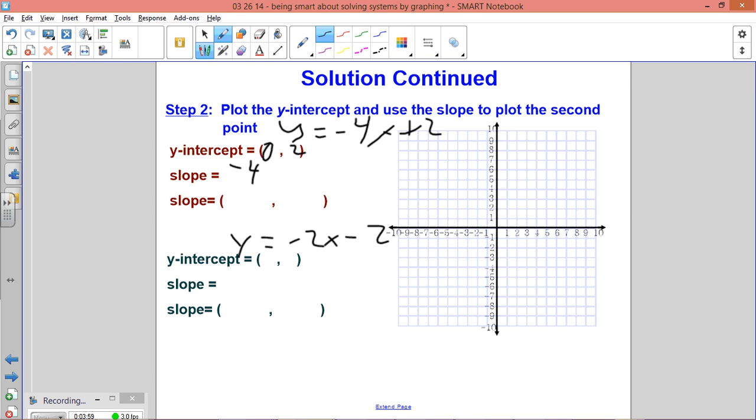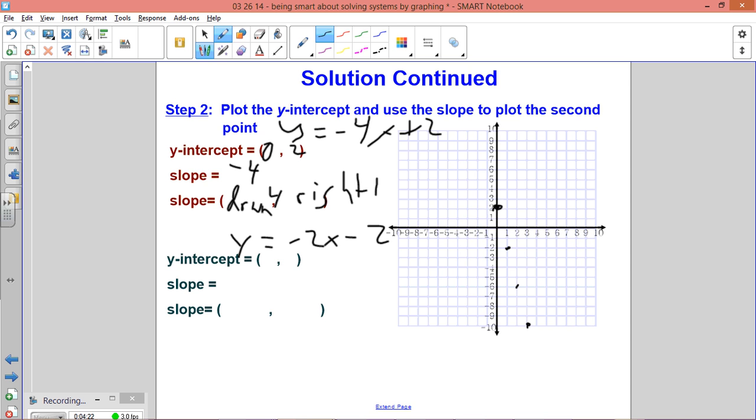So the slope tells me to go down 4 and right 1. Okay, so I start at my y-intercept, which is 2. I'm going to go down 4. I go down to negative 2 and right 1. Down 4, down another 4 and right 1. Down another 4 and right 1.